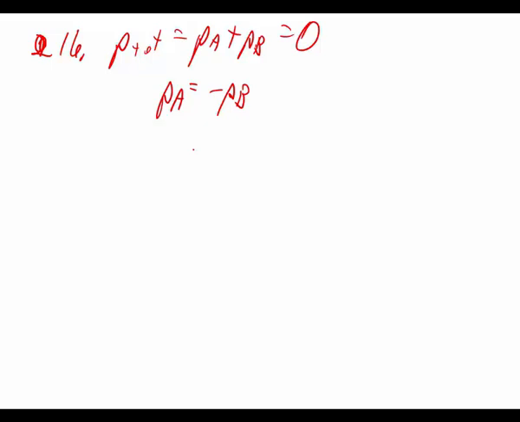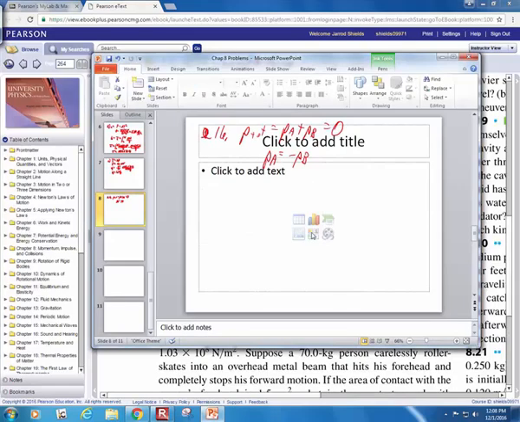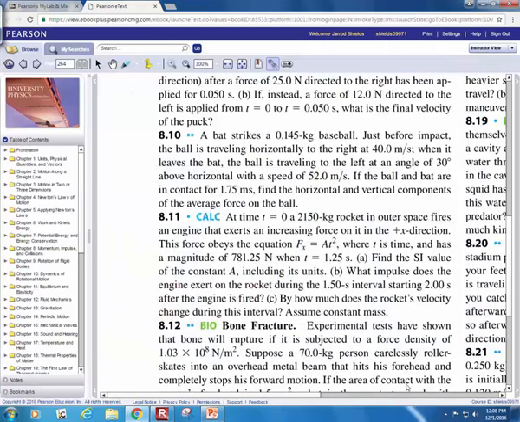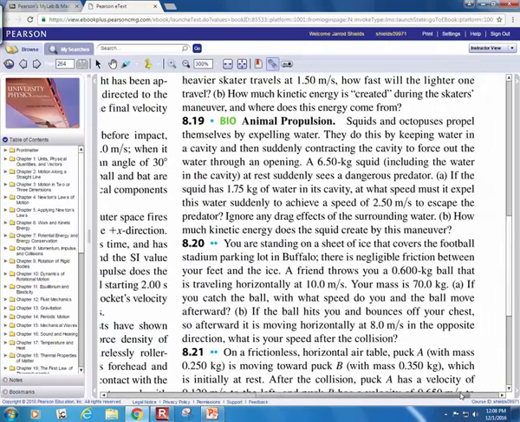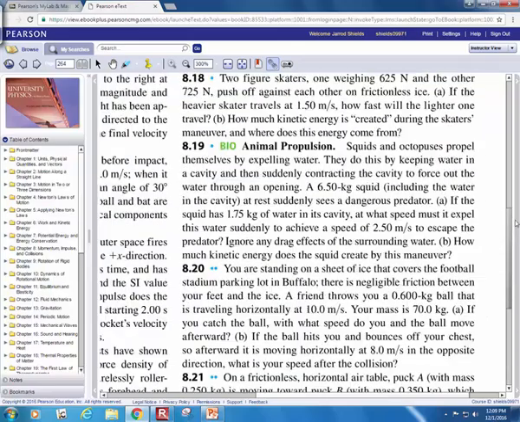Okay, let's look at number 18 then. Let me minimize it here. We'll read it real quick. There it is. All right, on a frictionless horizontal air table, puck A with mass 0.25 is moving toward puck B with mass 0.35, which is initially at rest. Oh, I'm sorry, you said 18. I had my mind on 21.